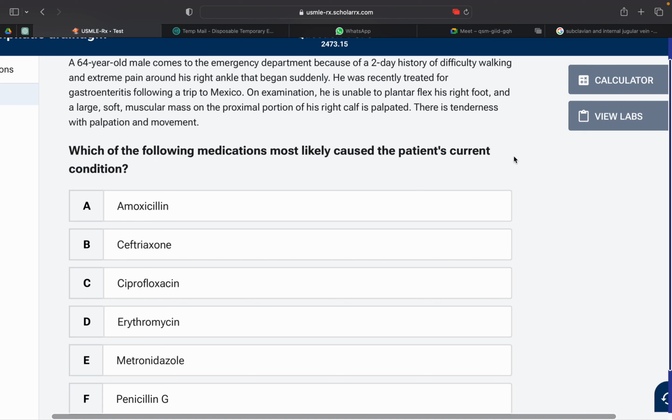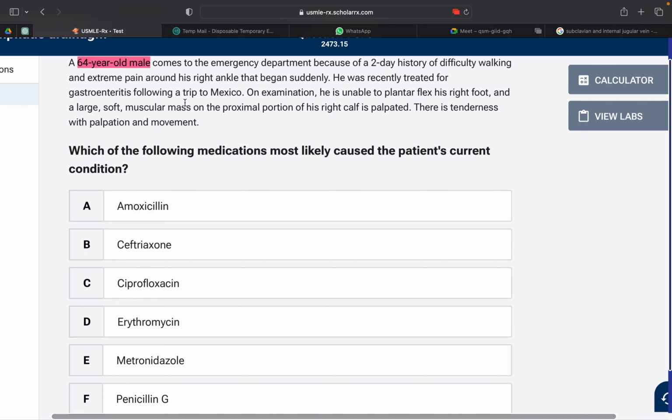Okay, we are going to attempt it together. You have a patient who is a 64-year-old male. First thing to keep in mind, your patient is very old. He comes to the emergency department because of a 2-day history of difficulty walking and extreme pain around his right ankle that began suddenly. You have to keep in mind that he has no chronic history, so it is not going to be any kind of autoimmune or chronic disease. It is just a reaction to something.